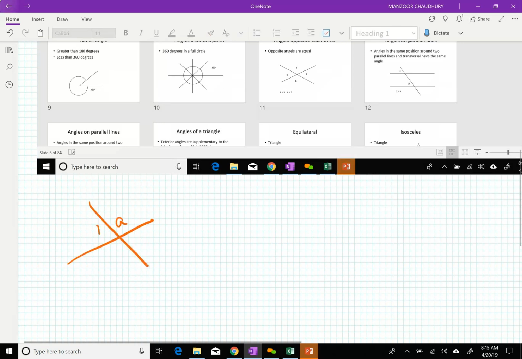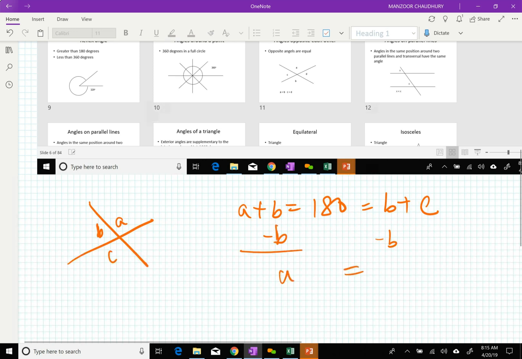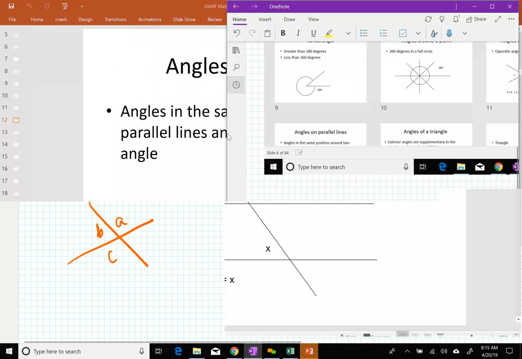Let's call it A, B, and C. Look at this. A plus B is a straight line, so that's 180 degrees, right? At the same time, B plus C is also 180 degrees because that's also a straight line. If you subtract B from both sides, see the logic of it? A is equal to C. Right? So it's always true.